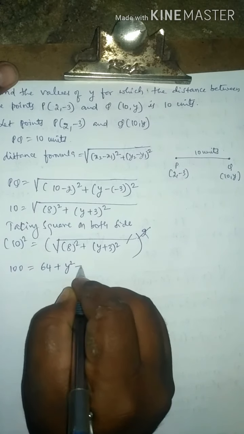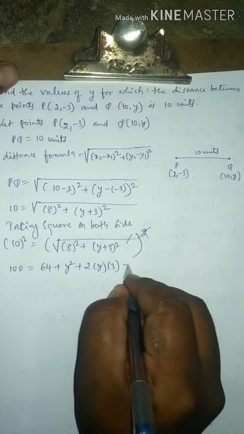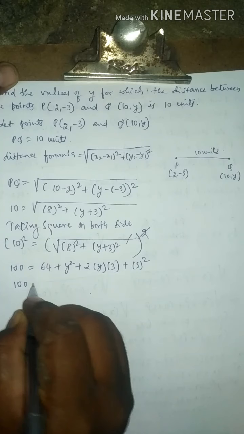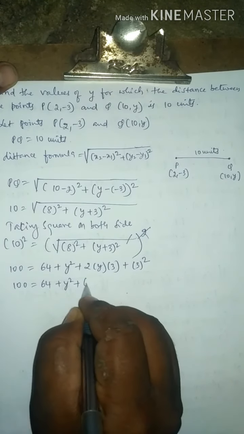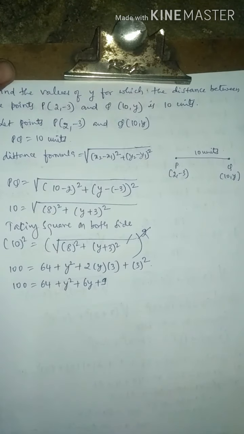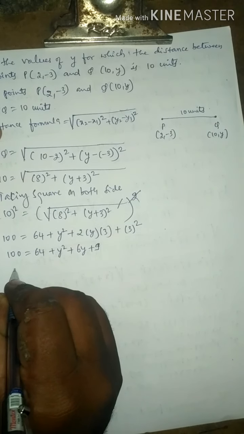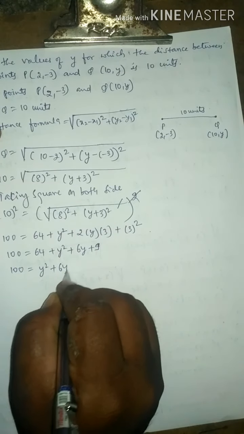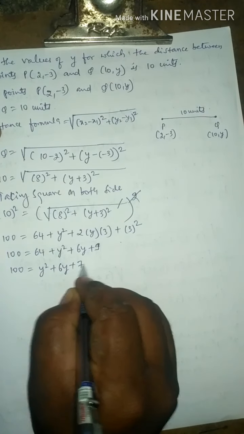y square plus 2 into y into 3, this is 2ab, plus b square, 3 square. Now 100 is equal to 64 plus y square plus 6y plus 3 square is 9. So now we have to simplify this. 100 is equal to y square plus 6y. Now if you add both 64 plus 9, it will become 73.